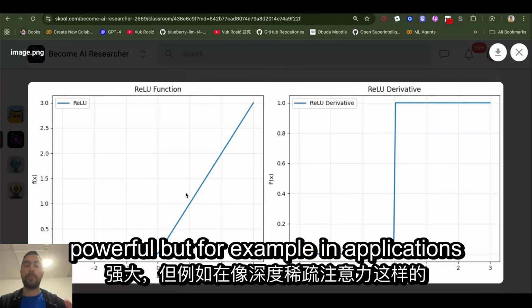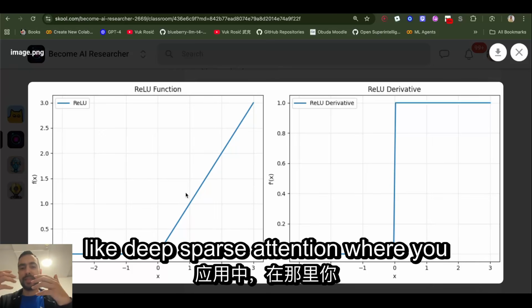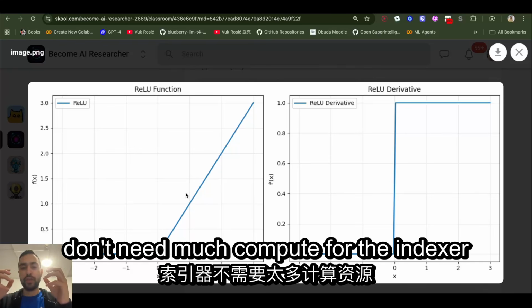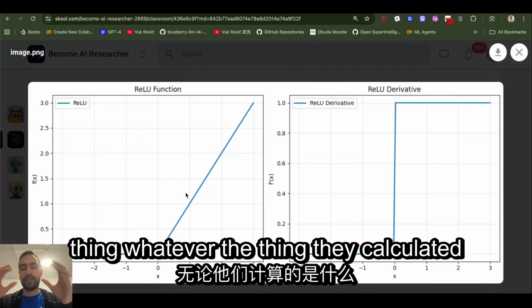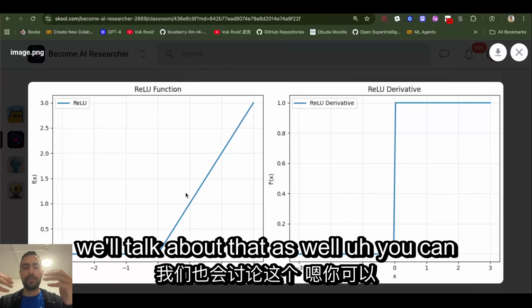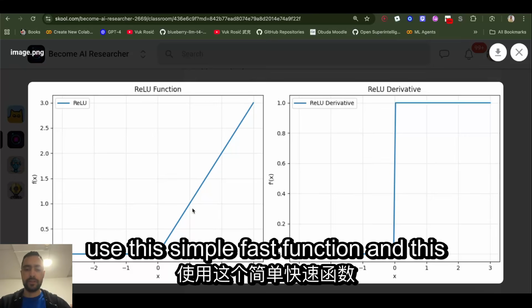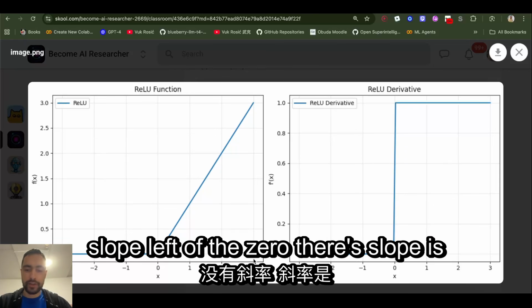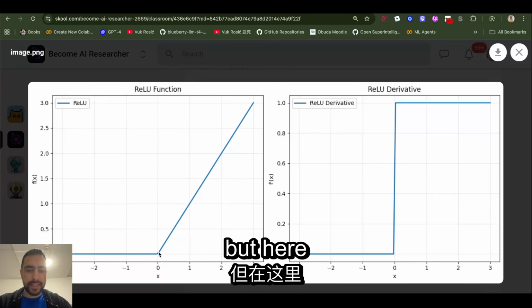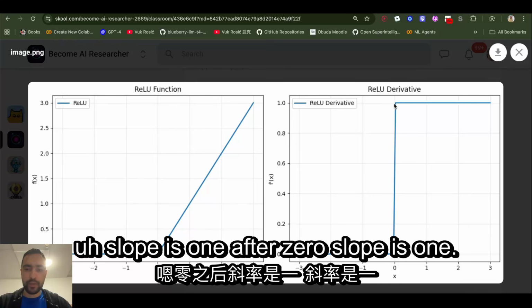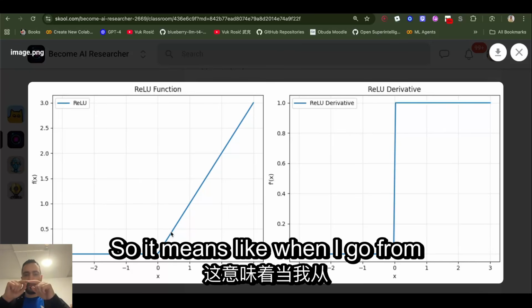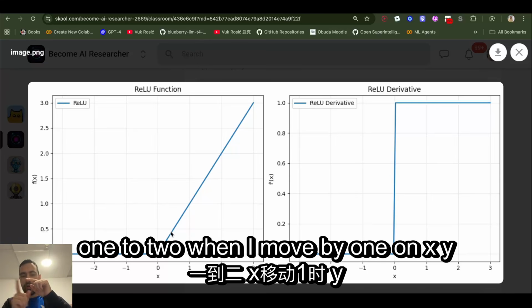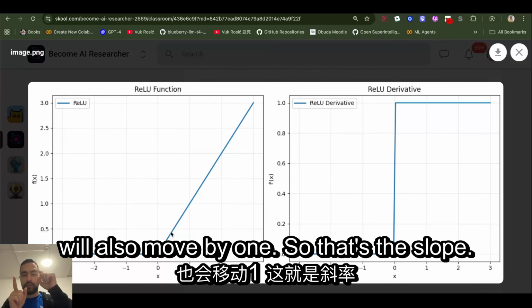It's not so powerful, but for example, in applications like DeepSeek sparse attention, where you don't need much compute for the indexer thing, whatever, the thing they calculated, we'll talk about that as well. You can use this simple, fast function. And this shows the slope. So here, there is no slope left of 0. Slope is 0. But after 0, slope is 1. So it means when I go from 1 to 2, when I move by 1 on x, y will also move by 1. So that's the slope.